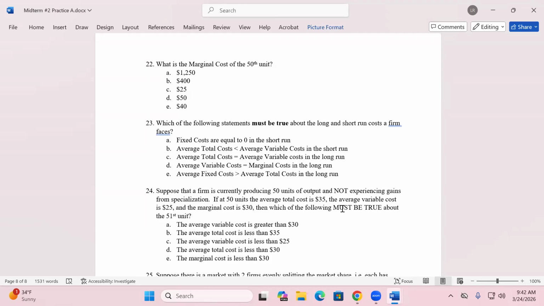We'll eventually answer the question, but I think this is good to remember for other types of questions you could see. What is my average total cost? My average total cost is, and this is on the formula sheet, my average variable plus my average fixed. Okay, what is any average? It's that total. So my average fixed cost is my total fixed cost divided by quantity.